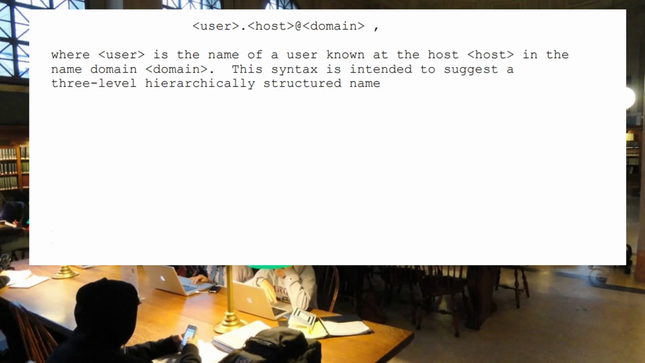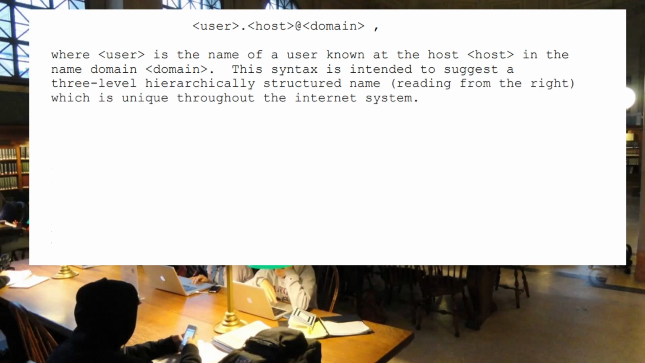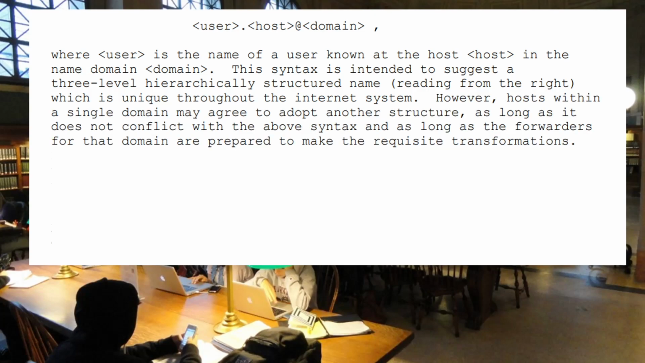This syntax is intended to suggest a three-level hierarchically structured name, reading from the right, which is unique throughout the internet system. However, hosts within a single domain may agree to adopt another structure, as long as it doesn't conflict with the above syntax, and as long as the forwarders for that domain are prepared to make the requisite transformations. And of course, forwarders are themselves hosts.